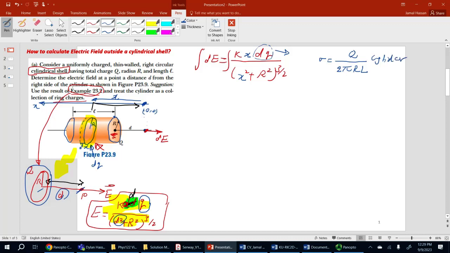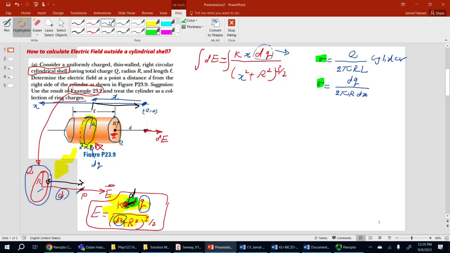Let's write exactly the same thing for the ring, for the yellow shaded ring. Well, sigma for the ring is equal to charge of the ring, which is dq, divided by the surface area of that ring. But remember, the ring has a thickness of dx, so I could say it is equal to 2 pi r times dx. But you know that they are the same material, right? And they are charged with the same distribution of charge.